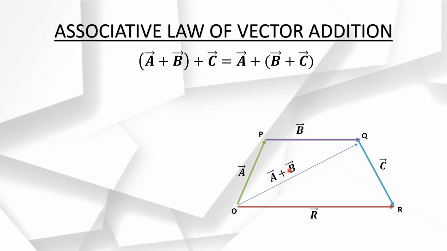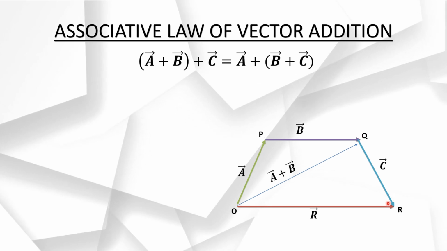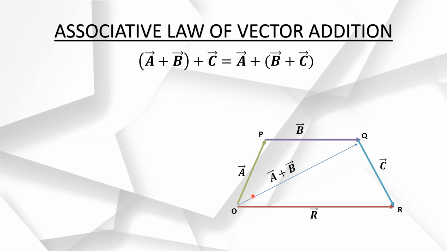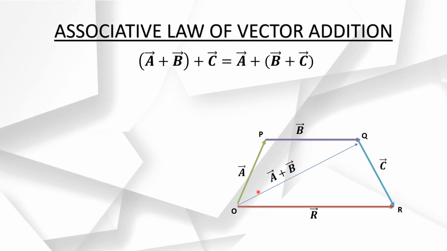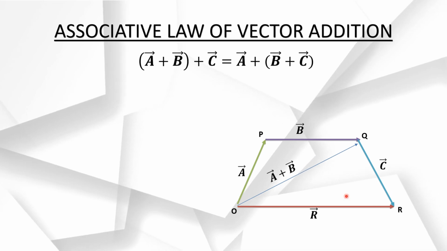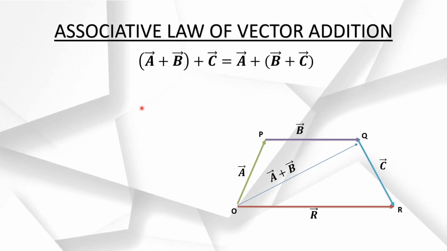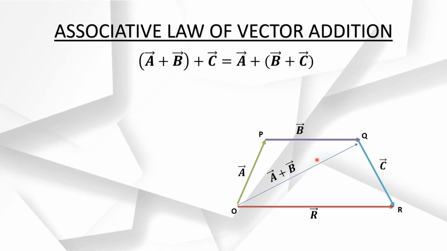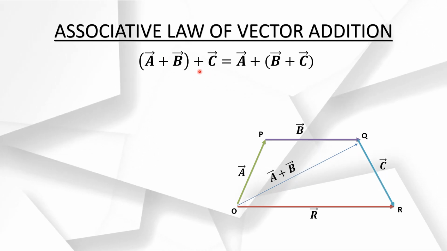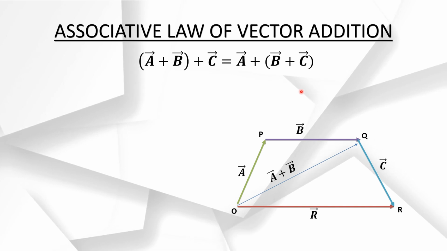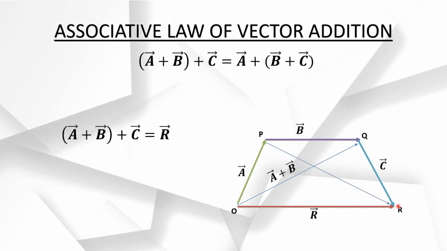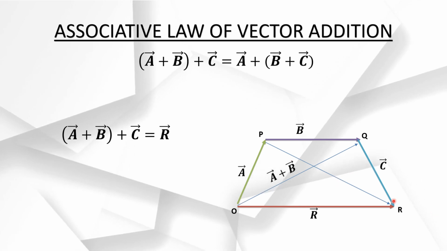And how will we make R? By joining the tail of the first vector, which is a plus b, to the head of the second vector. Up till now, we have added a plus b, and then we have added c to it. Now if we reverse the order, first we will add b plus c. So b plus c is added, and we will get a line here. Now we have to add a. So this is the a here.